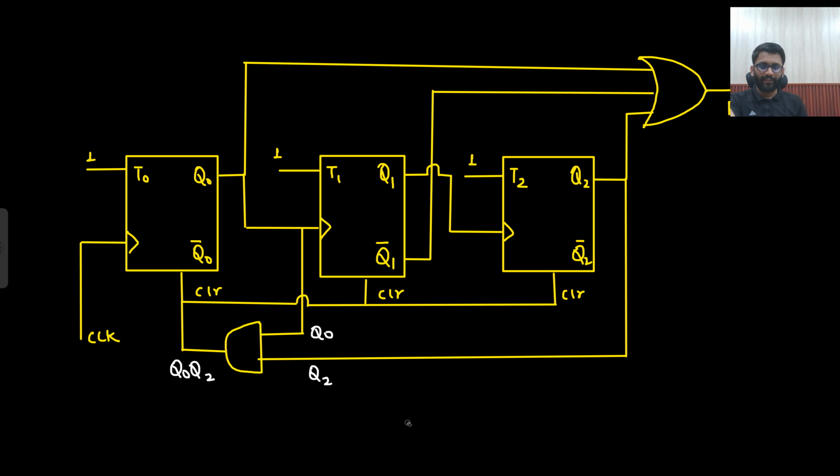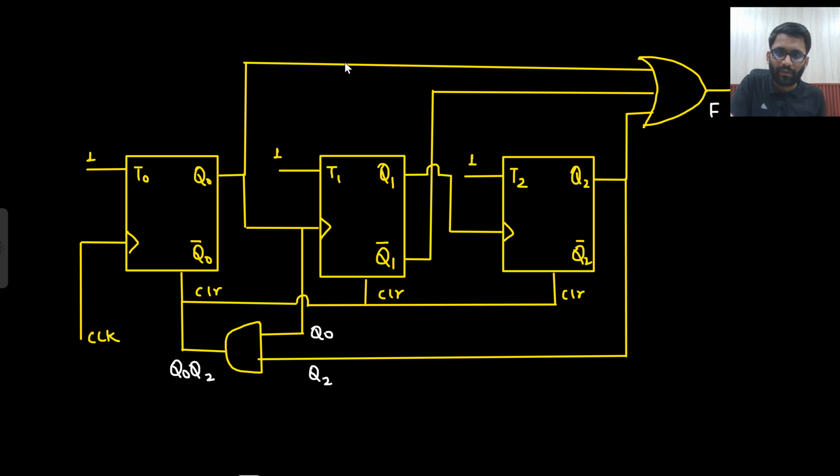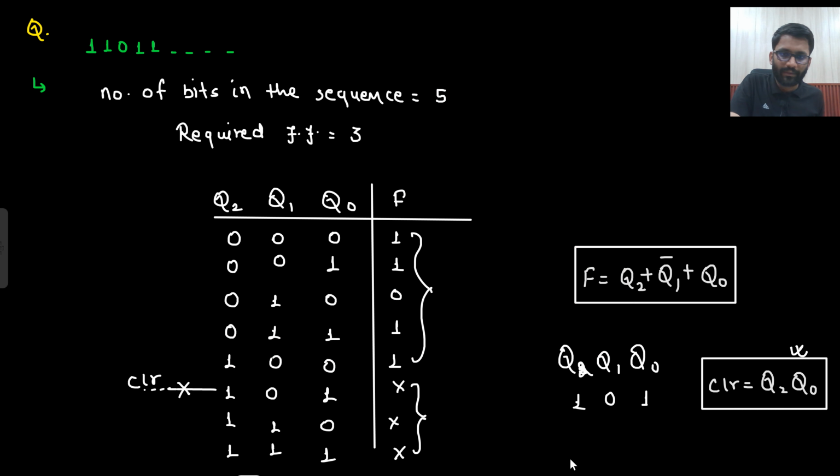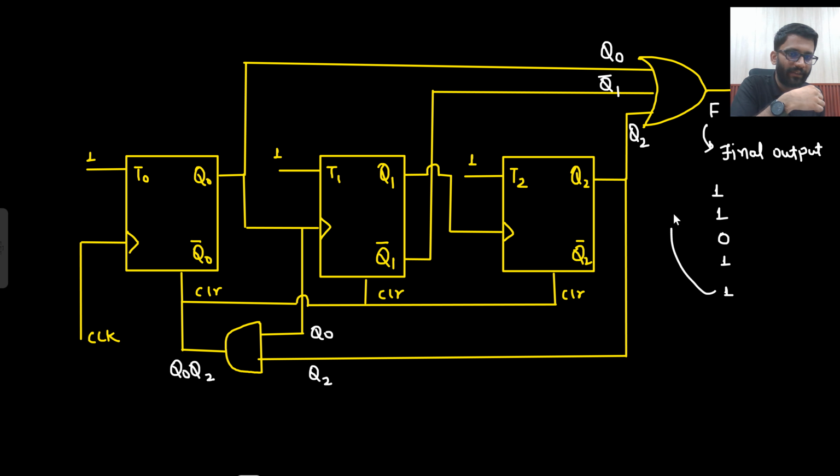And what about this final F? This will be my output, final output F. So my final output is Q naught plus Q1 bar. From here Q1 bar would be coming, and from here Q2 is coming. So here I will receive my final output. So if the first clock cycle comes, here you will have 0 0 0. So what you are going to have? 1. Then you will have 0 0 0 1, again 1. Then you will have 0 1 0, then 0, then again 1, then again 1, then again this cycle will come here. So this is how you can design.